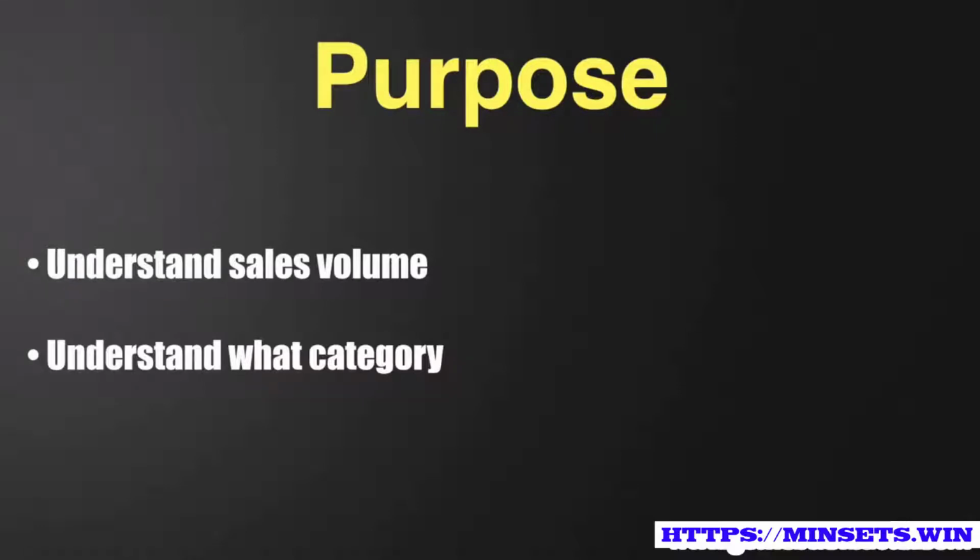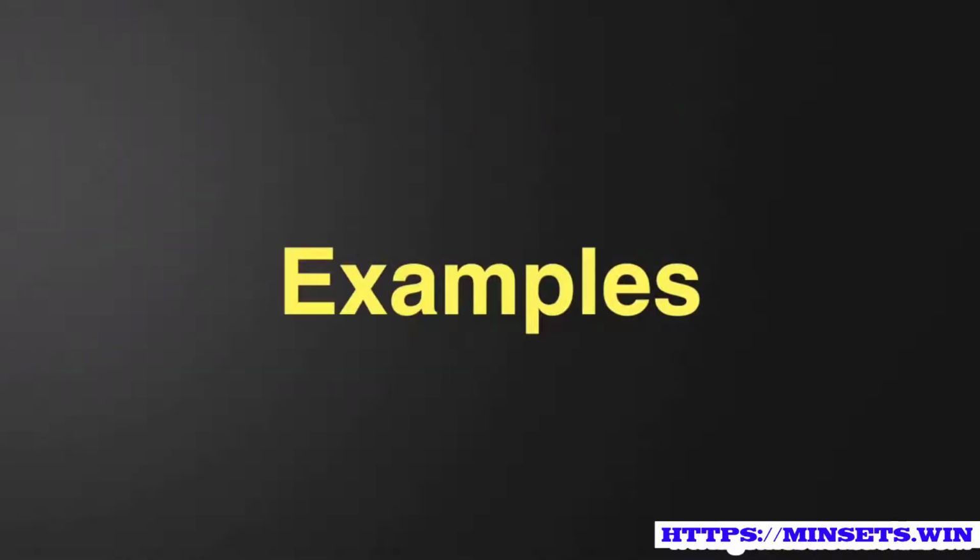Also, you need to understand which category they're in, because, for example, the number one best selling product in the clothing category could have a different sales volume than the number one best selling product in the arts and crafts category. So it's different for every single category. Now we're going to go over a few live examples to analyze the sales rank.